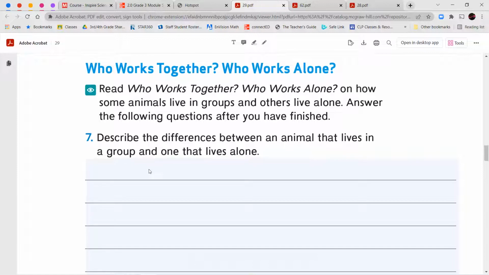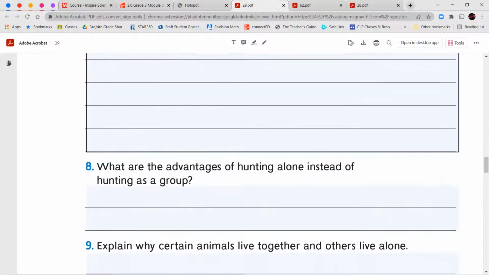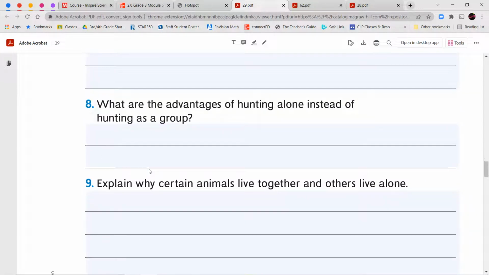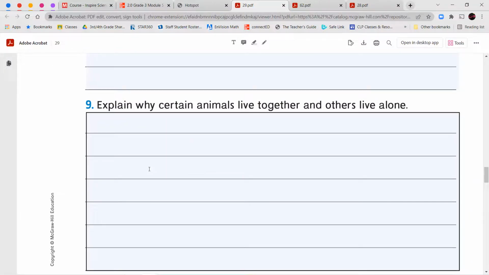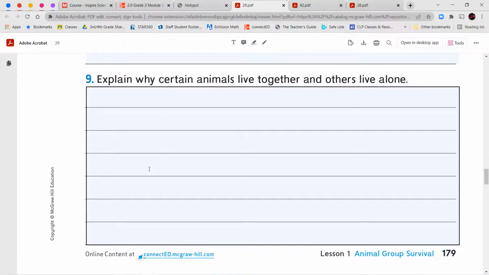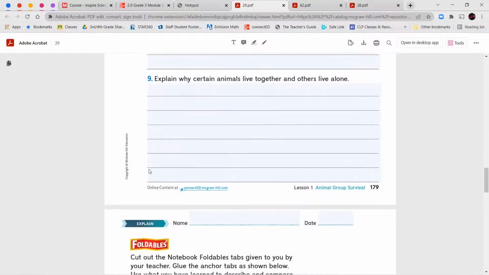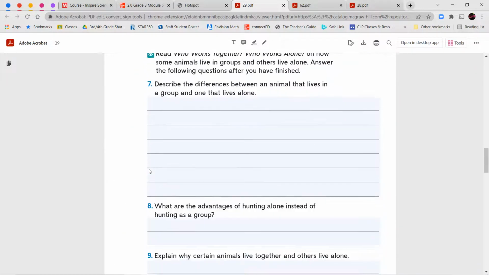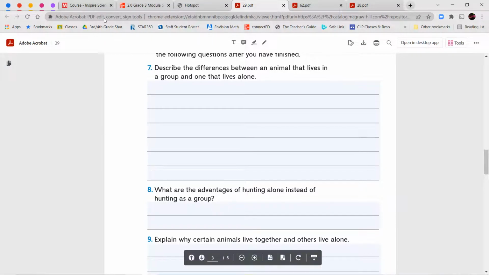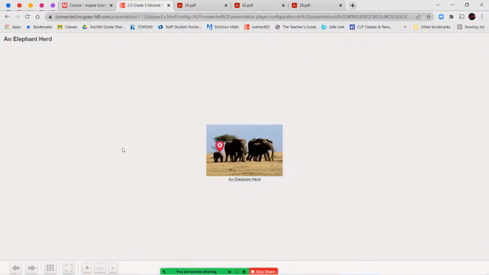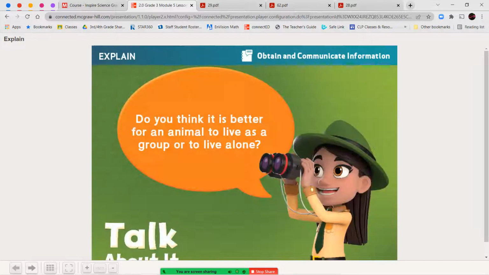Number 7 says, describe the differences between an animal that lives in a group and one that lives on its own. Number 8, what are the advantages of hunting alone instead of hunting as a group? So what's good about hunting alone? Number 9, explain why certain animals live together and others live alone. So these are our 3 questions that we're going to focus on while we read our handout. Let's go ahead and hop into it and we'll read it together.